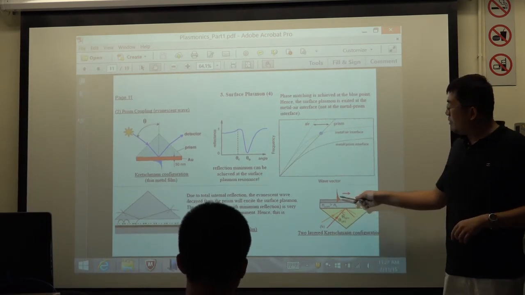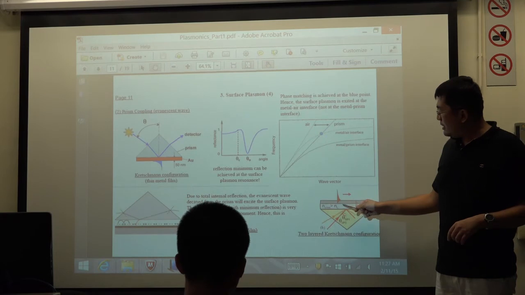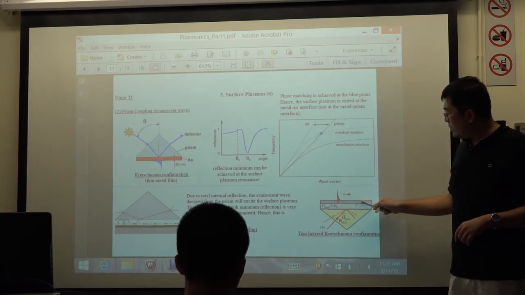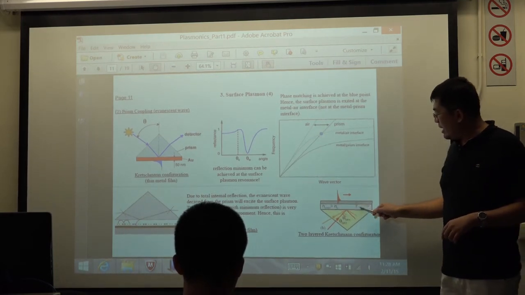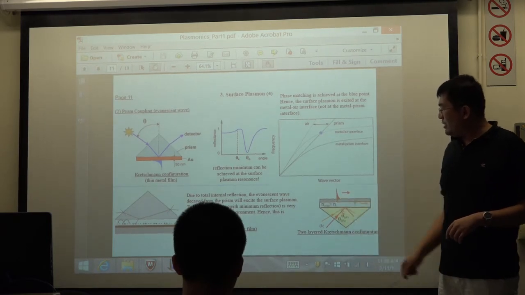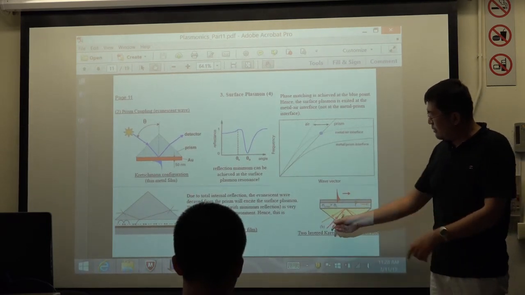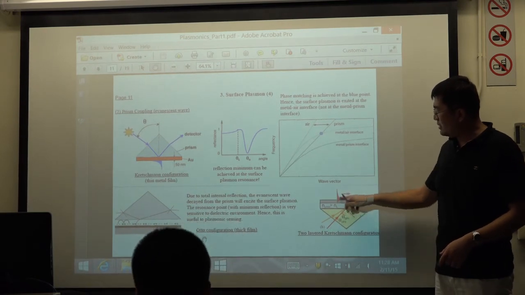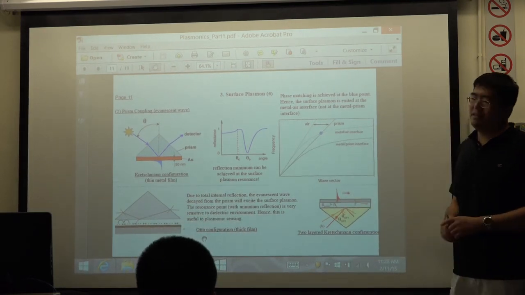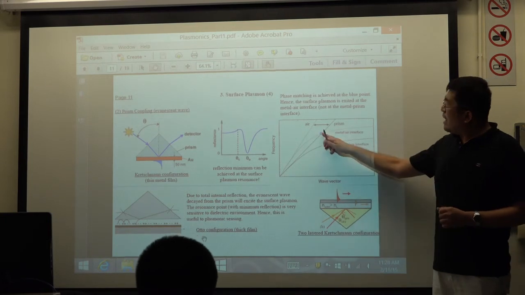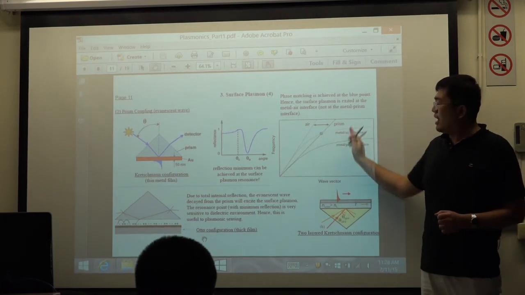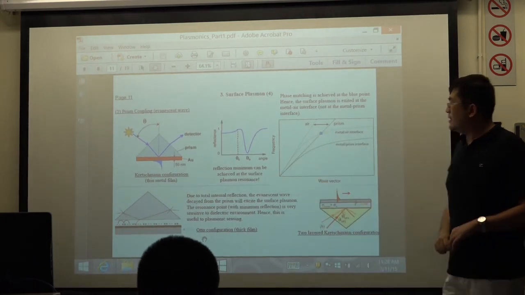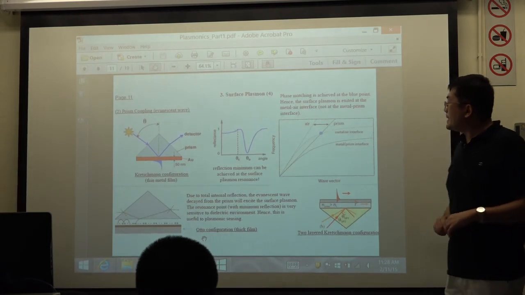Another improvement is to use a two-layered Kretschmann configuration. Between the prism and this metal film, they insert another layer. Using two layers, you can change to a different angle, and they can excite the surface plasmon at a different interface. Just look at this curve.